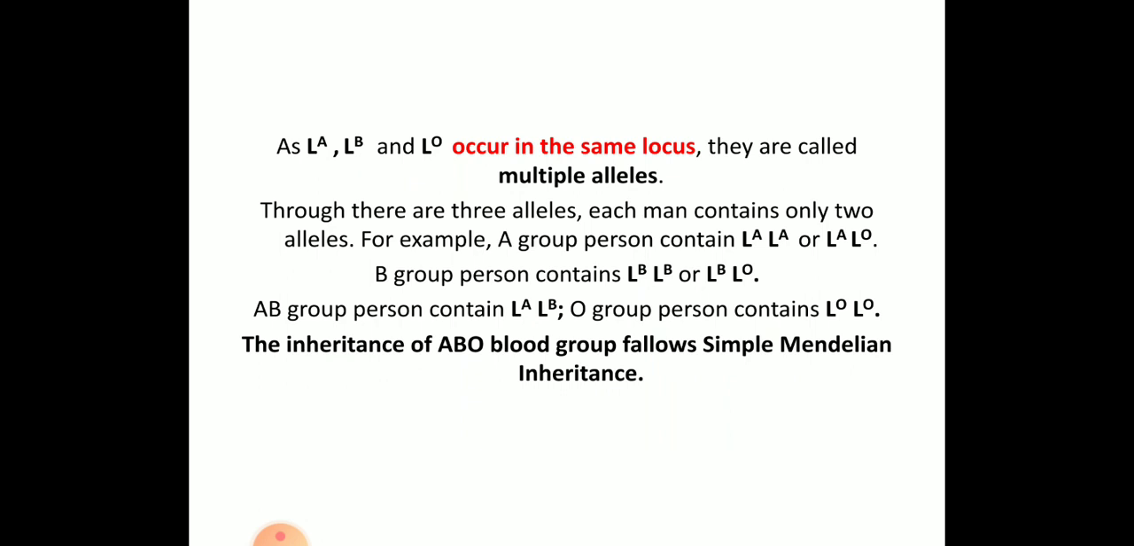That is why we have blood groupings of different forms, like we can transfer the blood from one person to another person with respect to antigens and antibodies. So this is how the inheritance of ABO blood group follows simple Mendelian inheritance.